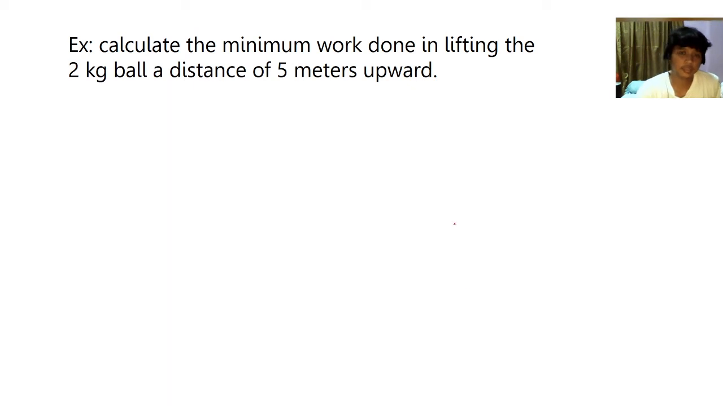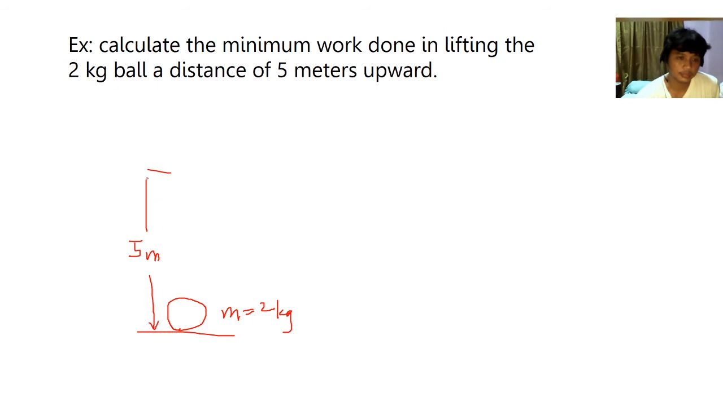Calculate the minimum work. Let's look at this example. Calculate the minimum work done in lifting the 2 kilogram ball a distance of 5 meters upward. So there's a ball with a mass of 2 kilograms, and we're trying to lift this ball. 5 meters is really high. Maybe you have long arms. So let's look at the formula.